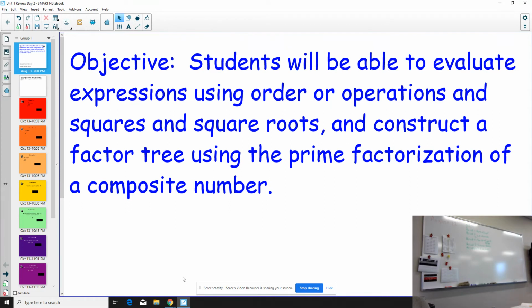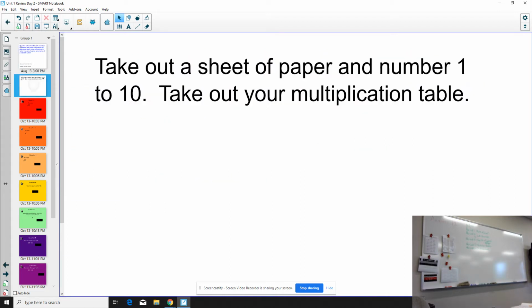Today I'm going to go through a quick review of 10 problems with you before we take our quiz over Unit 1. So if you could take out a sheet of paper and number 1 to 10, and also take out your multiplication table. Go ahead and hit pause while you're getting your materials together, and then when you finish, hit play.